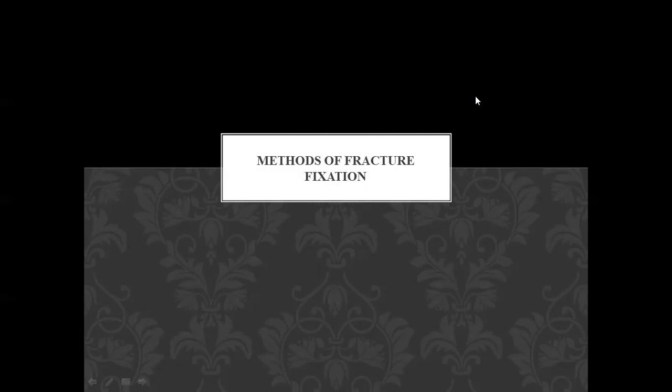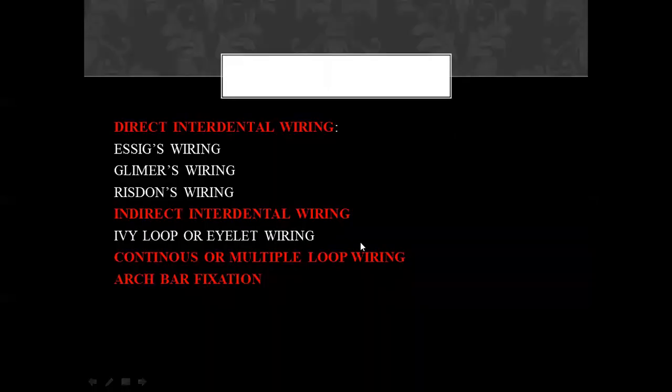safe mobilization. We'll move into the topic and discuss the methods available for fracture fixation. In general terms, we say it's the closed and the open method. The closed method is nothing but reducing the fracture fragments without directly visualizing them, whereas the open method involves direct visualization of the fracture fragments.